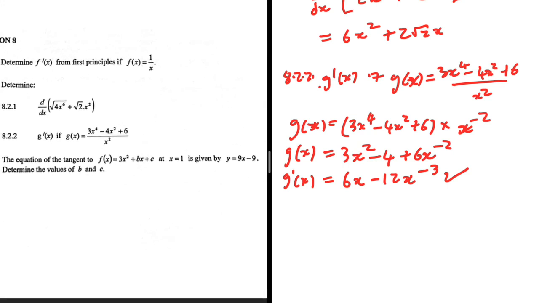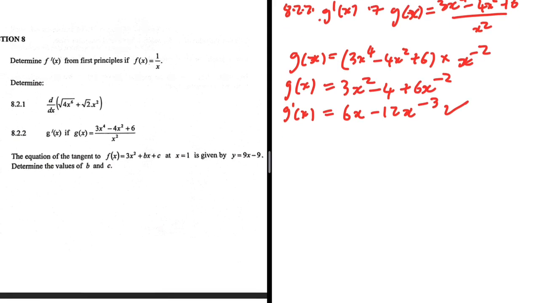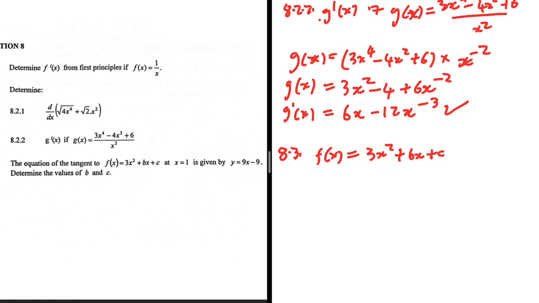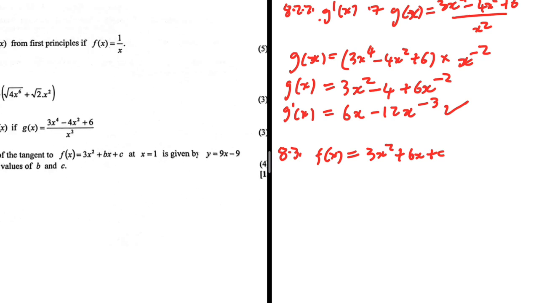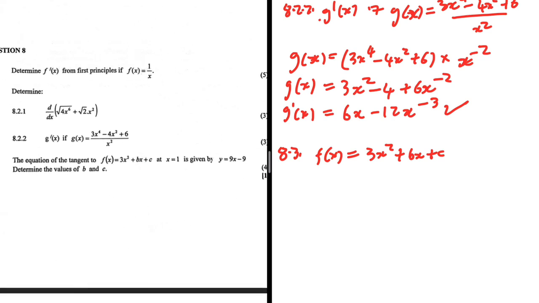And then 8.3, quite an interesting equation. Let's go ahead and take a look at it. The equation of the tangent to f of x equals 3x squared plus bx plus c at x equals 1 is given by y equals 9x minus 9, as you can see there. Determine the values of b and c. So let's take a look and see how we can solve that problem.